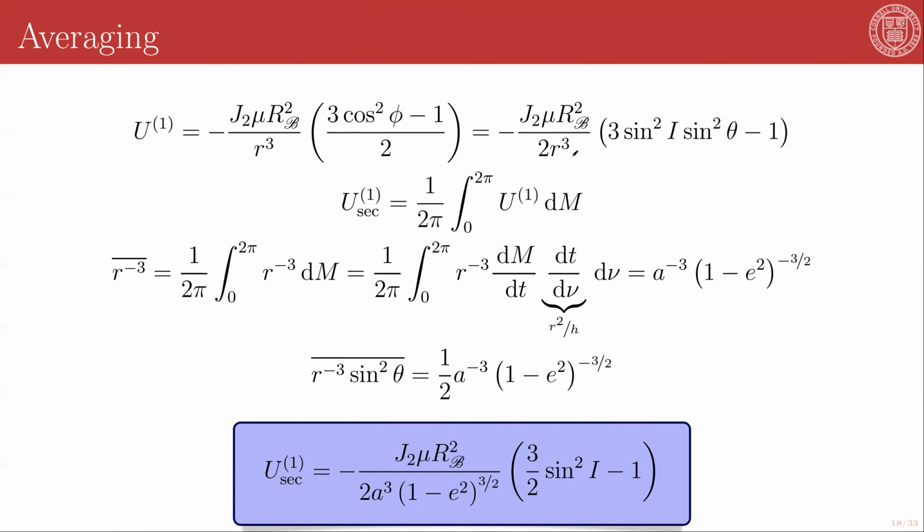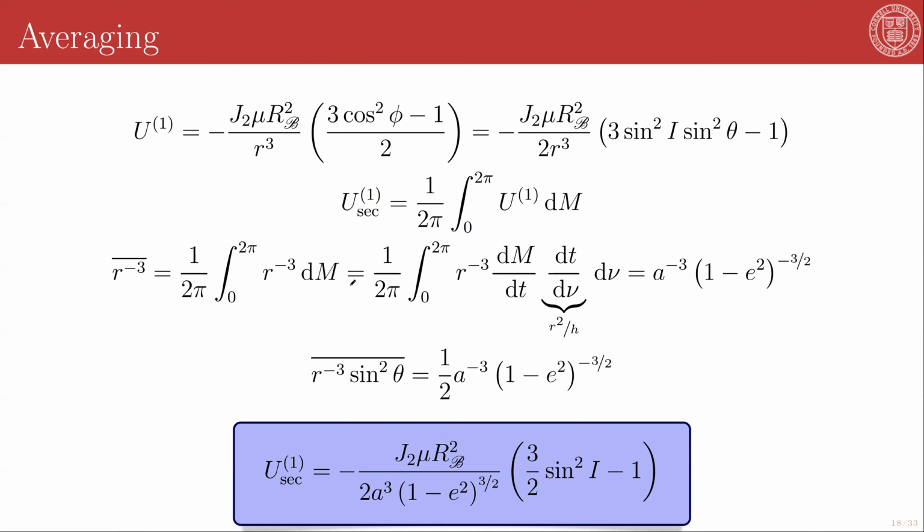There are two parts of this expression that vary in time. There's the orbital radius, which appears in the denominator here as r cubed, and then there's the sine squared theta term. We can look at these independently of one another and then put them back together. First, let's look at the average of r to the negative third. This will be 1 over 2 pi times the integral from 0 to 2 pi in the mean anomaly of r to the negative third.